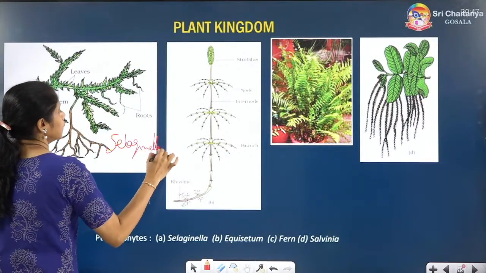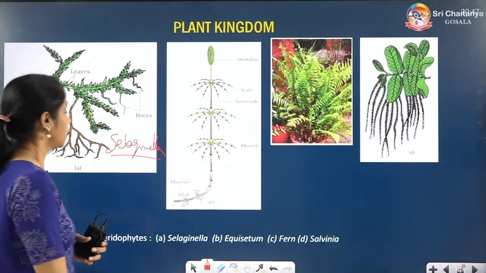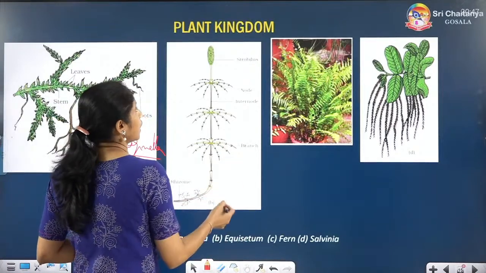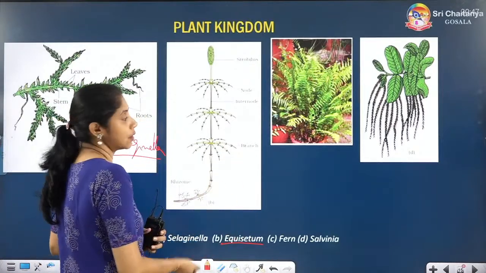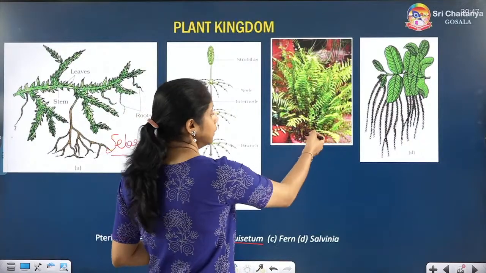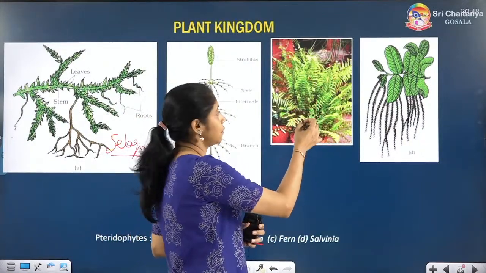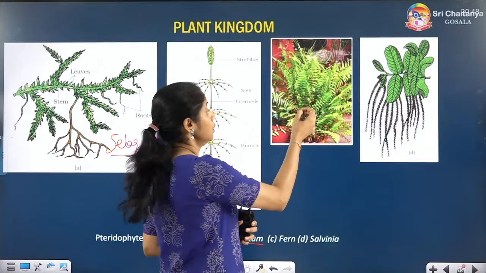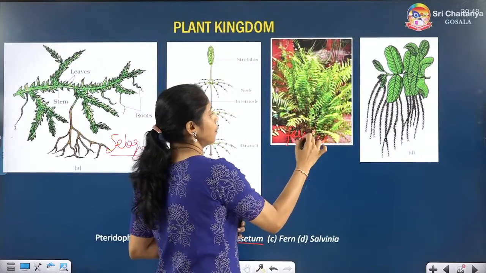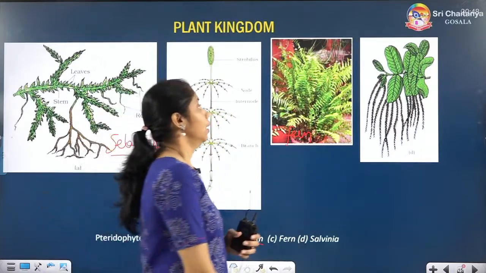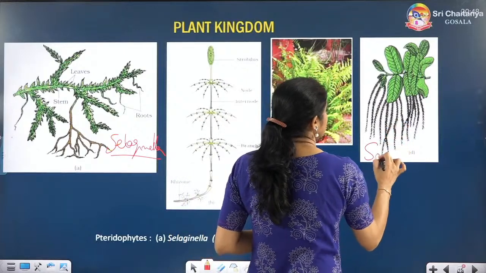Selaginella, which is nothing but a fern. Then this is the Equisetum, which is called horsetail. You can see this Equisetum, horsetail example. This is a fern. You must have seen this fern plant in your garden. So many gardens will have ferns. Fern plants will be available. And this is the best example, Salvinia.